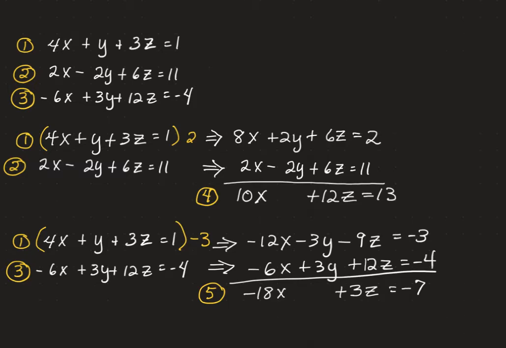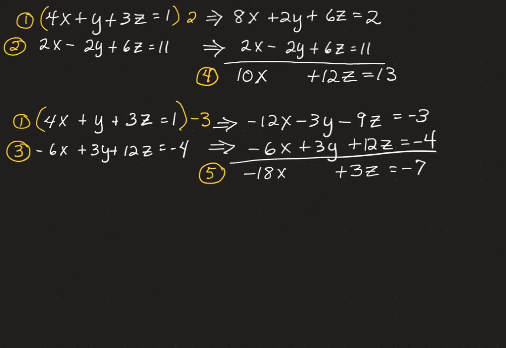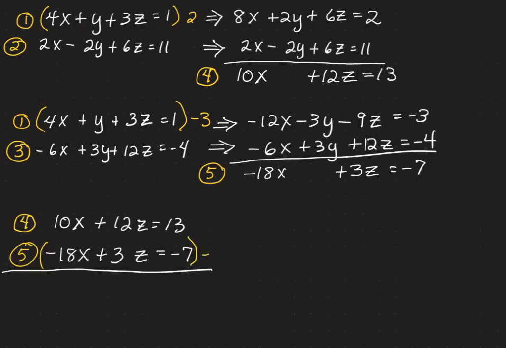Let me make some more room. Now we have equations 4 and 5. So we have two equations and two unknowns. Let's combine them. I think the easiest thing to do here would be to multiply 3z by -4 to get a -12z. I cannot just do that to one term. I have to multiply the entire equation by -4.